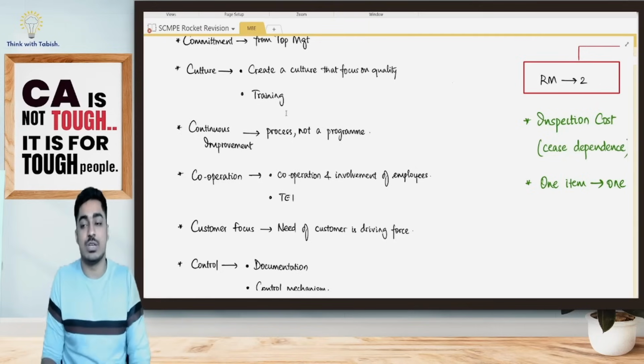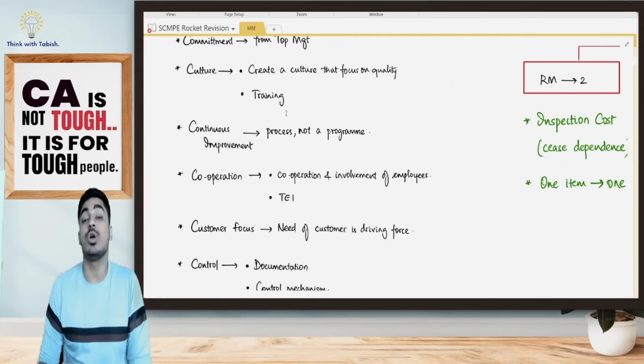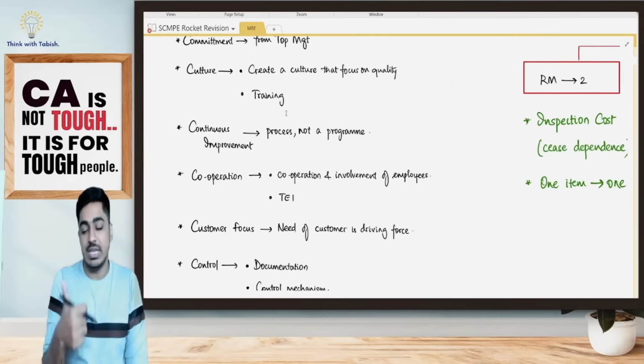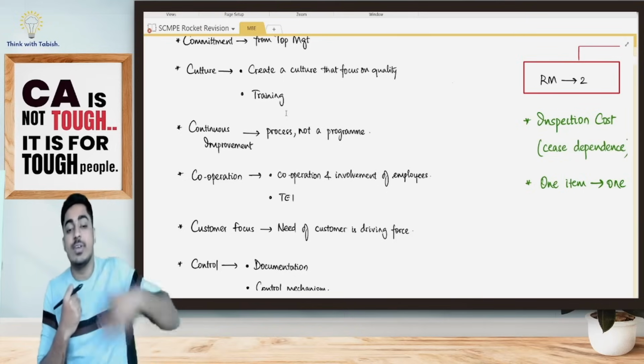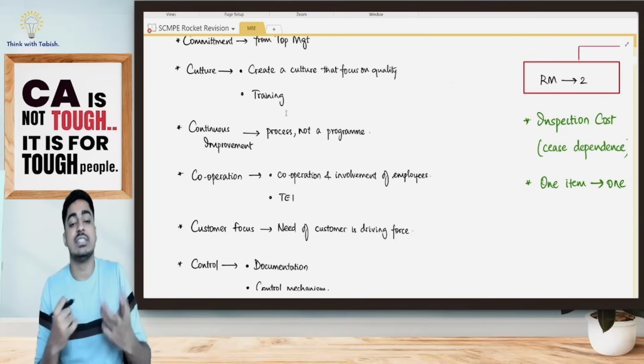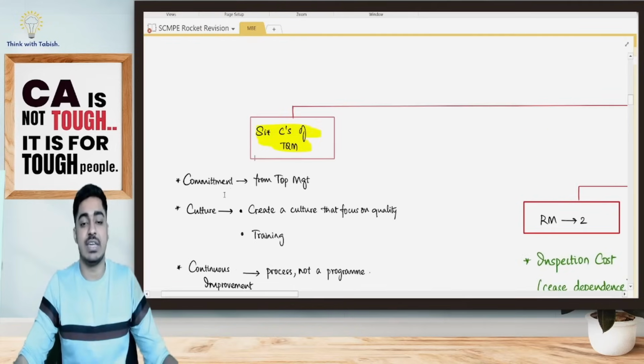Again, customer focus. Whatever we are doing, we'll be keeping in mind what my customer wants. Customer could be either internal customer or else my external customer. Finally, control. Whatever we are doing, we should be having documentation as well as control mechanisms. Is it clear, everyone? Yes.